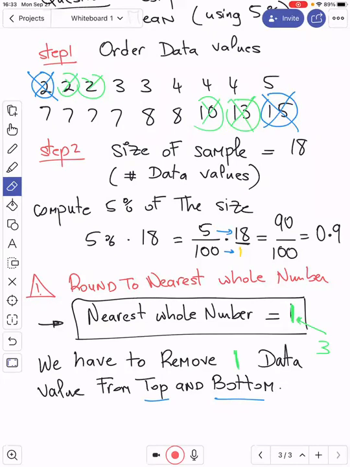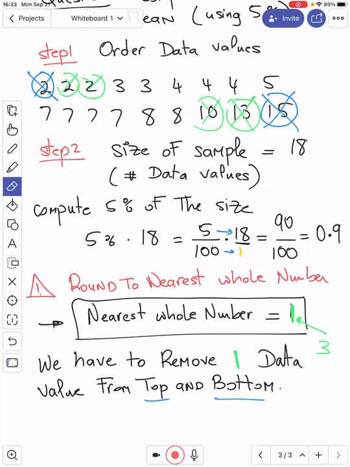So the number on top should be the smallest, and the one in the bottom should be the largest number. Yeah, exactly. That's why I ordered my data values, so I know exactly which number is on the top and which number is on the bottom of the data values.